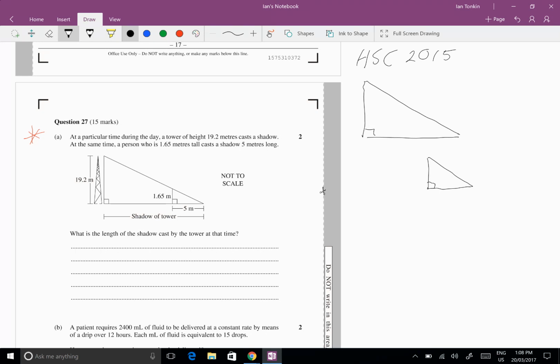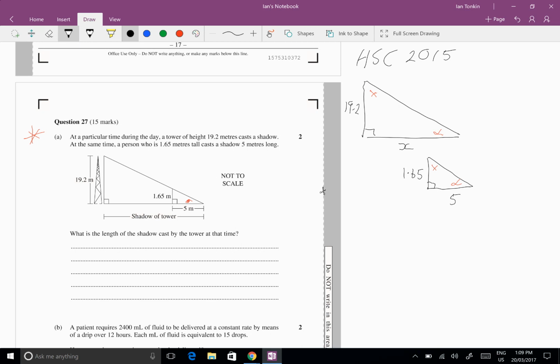You know they're similar triangles because this angle and this angle are the same angle. It's this angle in here. They've both got a right angle, which means that by the angle sum of a triangle, the last angle is also equal. Now that we know they're similar, we'll just put in the measurements. This is 5, and this is 1.65, but not even close to scale. And this is 19.2. And I'm going to call this side x, which is what I'm trying to find, the shadow of the tower.